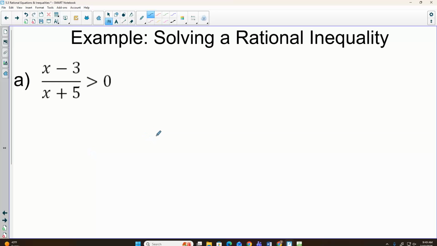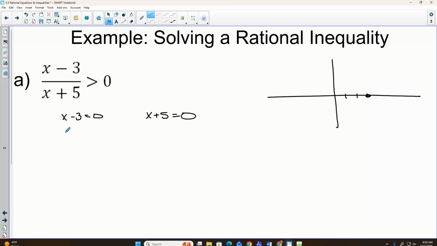Or we can do what's called a sign line. For that to work, we have to have a single fraction on one side and 0 on the other. So it's set up kind of like we were getting ready to draw the graph. Then I need to know what makes both the top and the bottom of this fraction equal to 0, because those are the places we can switch between a positive and a negative. Now when the top is 0 on my graph, that translates to the x-intercept. It's saying it would hit the x-axis at positive 3.